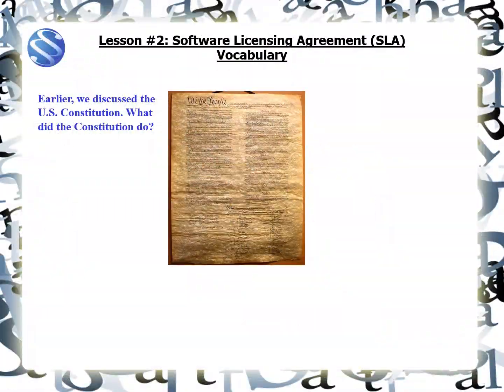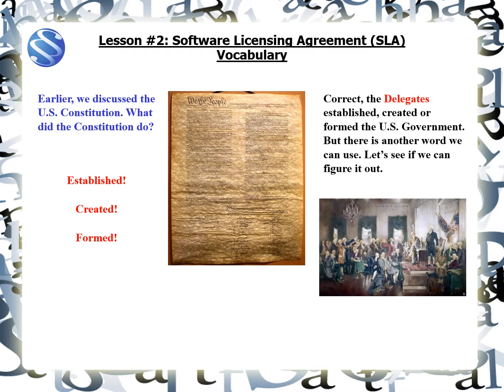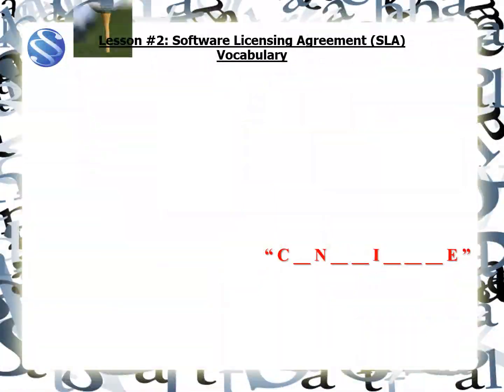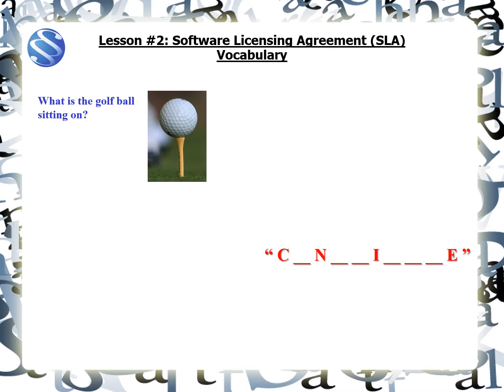Earlier we discussed the U.S. Constitution. What did the Constitution do? Established, created, formed. Correct. The delegates established, created, or formed the U.S. government. But there is another word we can use. Let's see if we can figure it out. Which? What is the golf ball sitting on? Correct, a tee. Let's add the T to the target word.